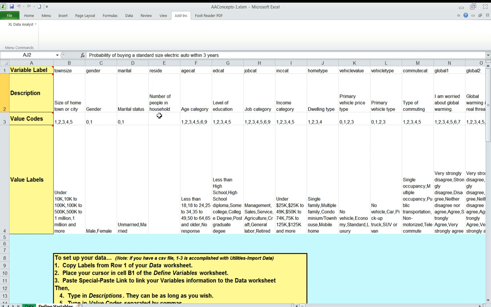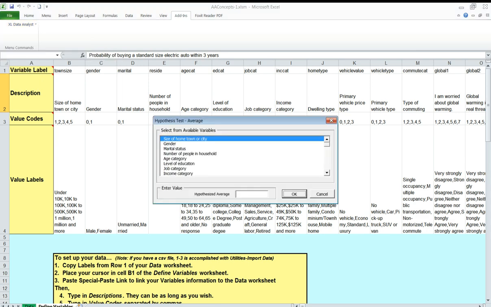To do so, I need to test hypotheses. Number of people in household is a metric variable, therefore I need to test hypothesis for average. Going to generalization, hypothesis test, average. I click it, I select number of people in household, and I want to compare the number of people in household to 3. I just type in this number, then click OK.